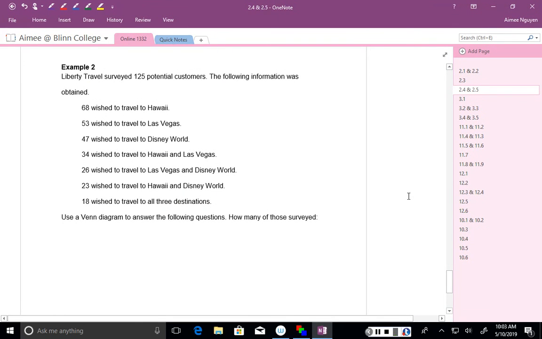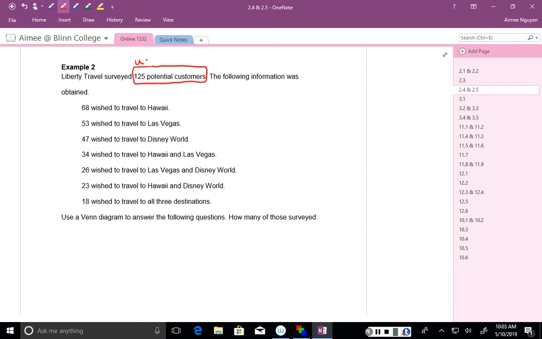So in example 2, now we're going to have another three-set Venn diagram. So similar to, again, the one that we did in 2.4 with the types of exercise. So this time, we're looking at people who are going on vacation. So Liberty Travel surveyed 125 potential customers. All right, so there's my universe. And the following information was obtained. 68 people want to go to Hawaii, 53 people want to go to Las Vegas, 47 want to go to Disney World, 34 want to go to Hawaii and Las Vegas, 26 want to go to Las Vegas and Disney World, 23 want to go to Hawaii and Disney World, and 18 want to go to all three.